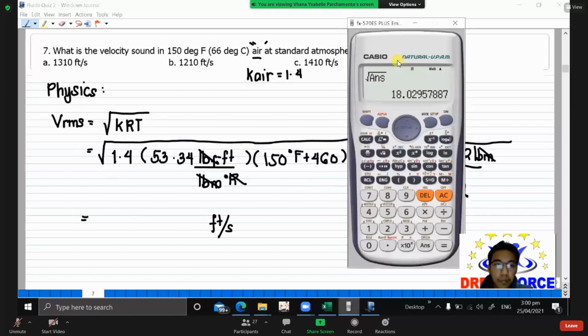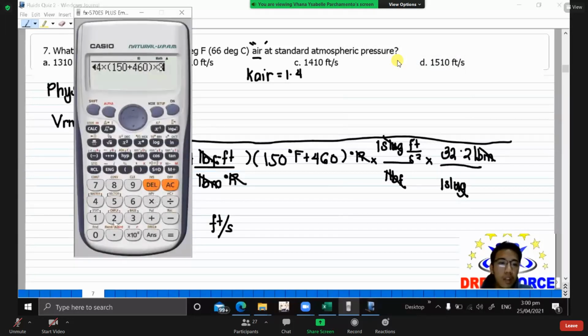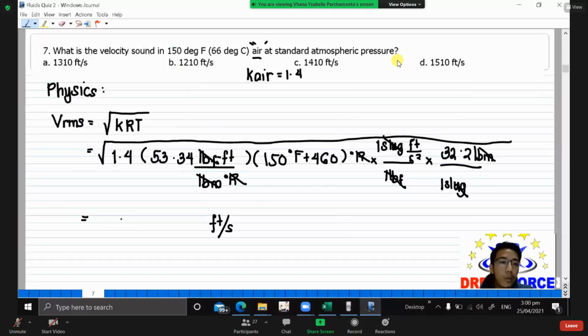Okay, so kindly calculate. Square root of 1.4 times 53.34 times, you have 150 plus 460, then times 32.2. Okay, we have 1211.109. That is in feet per second, so that is nearest to letter B.